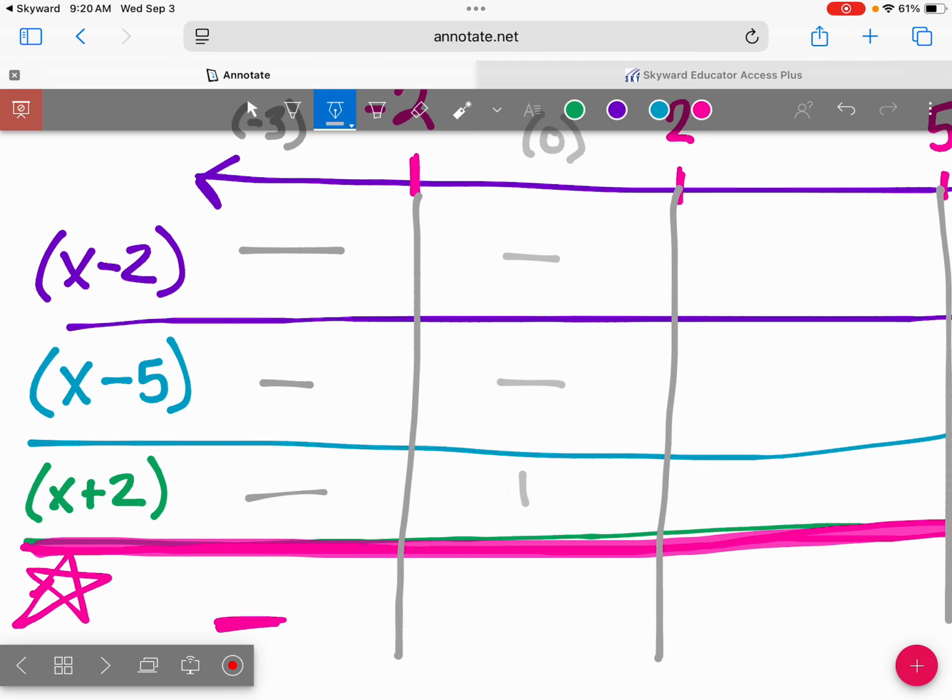Positive. So then if we wind up with a negative times a negative times a positive, are we winding up positive or negative? Positive.